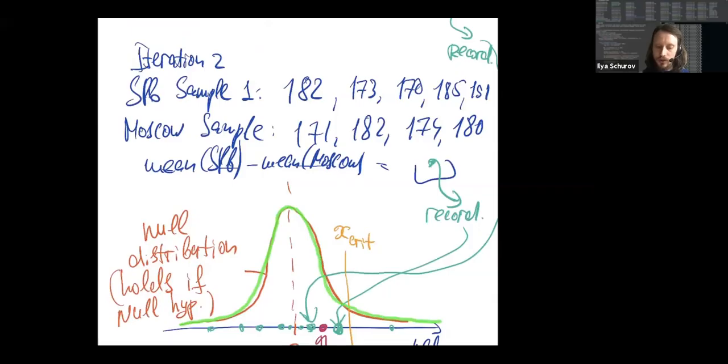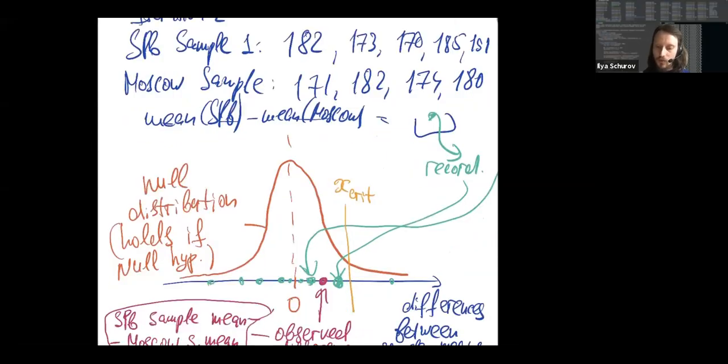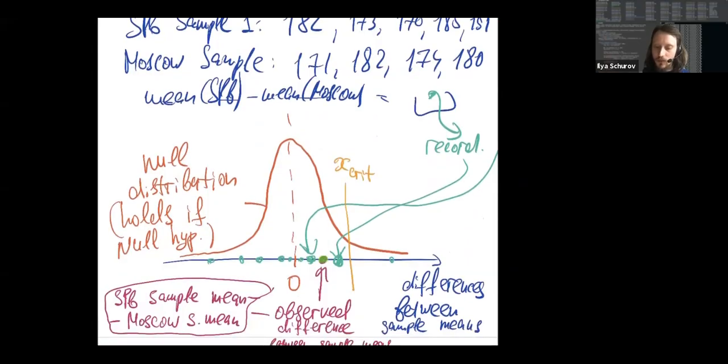This null distribution is a theoretical distribution obtained from our imaginary world. And in our data, we have only one observation. We cannot create more observations than we actually have. We have only one observed difference. So this is just one point on this line.